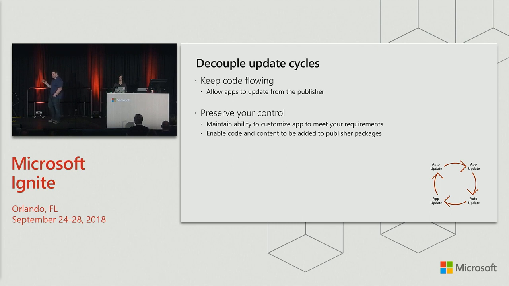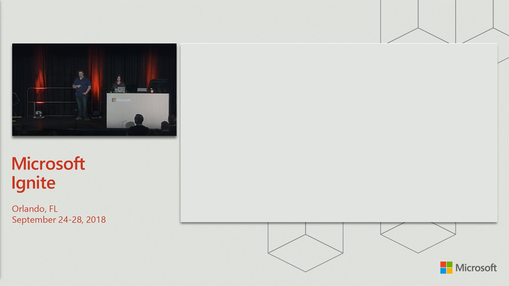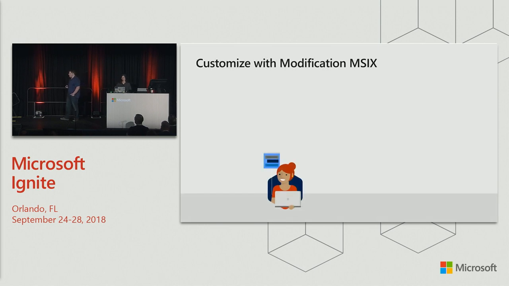We want the enterprise, or the IT pro, to be in control of all these things, and we want to minimize all the things that they need to do from their side. So if I'm customizing an app, how can I create that customization once and not have to do it with every update?